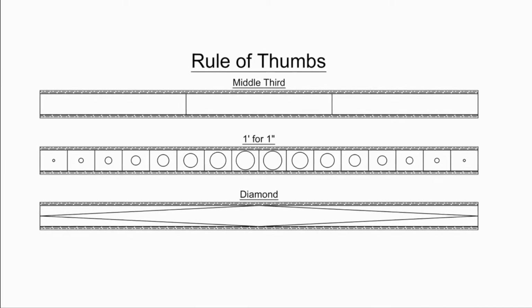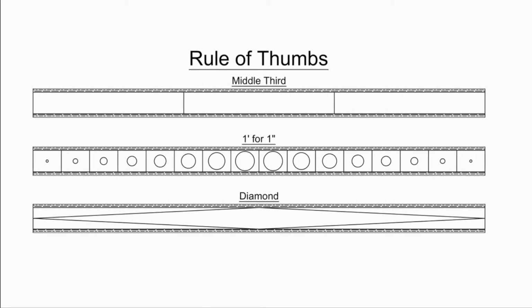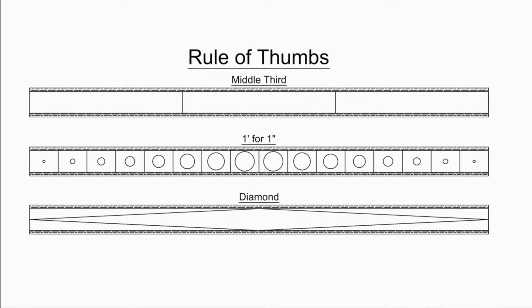The diamond method works as follows. A diamond is drawn with the points at each end of the joist and at the center of the joist. Within the diamond, a cutout can be made.